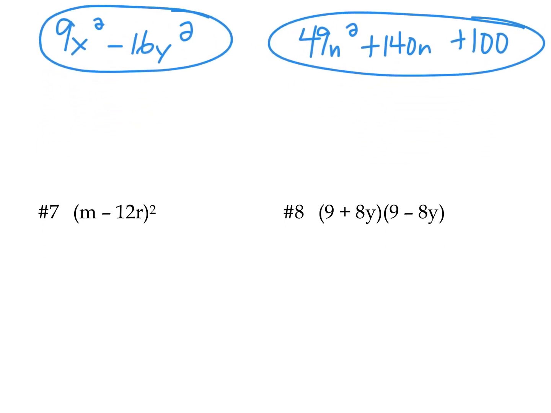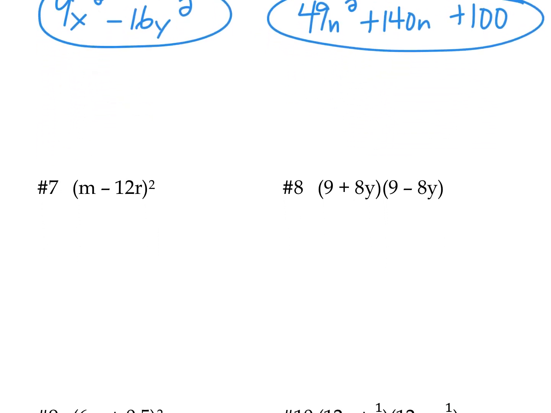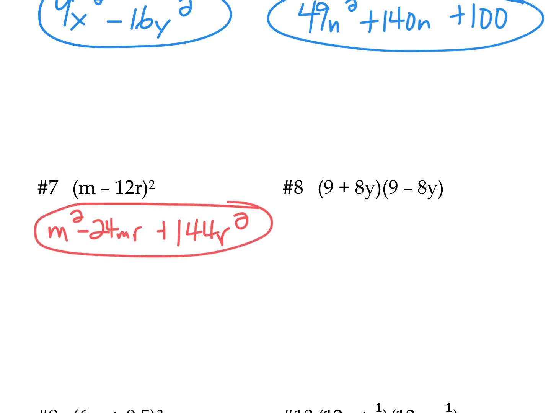Moving on here, number 7. M minus 12r squared. So this is a binomial times itself. So I'm going to start off with m squared, m times itself. And then I'm going to have my last term, the 12r times 12r would be plus, because it's a negative times a negative, 144r squared. When you multiply a variable by itself, where there's a first term, last term, right, you get that variable squared. And then in the middle, multiply those together, I'm going to get negative 12mr doubled is negative 24mr. Okay, and that would be my product there.